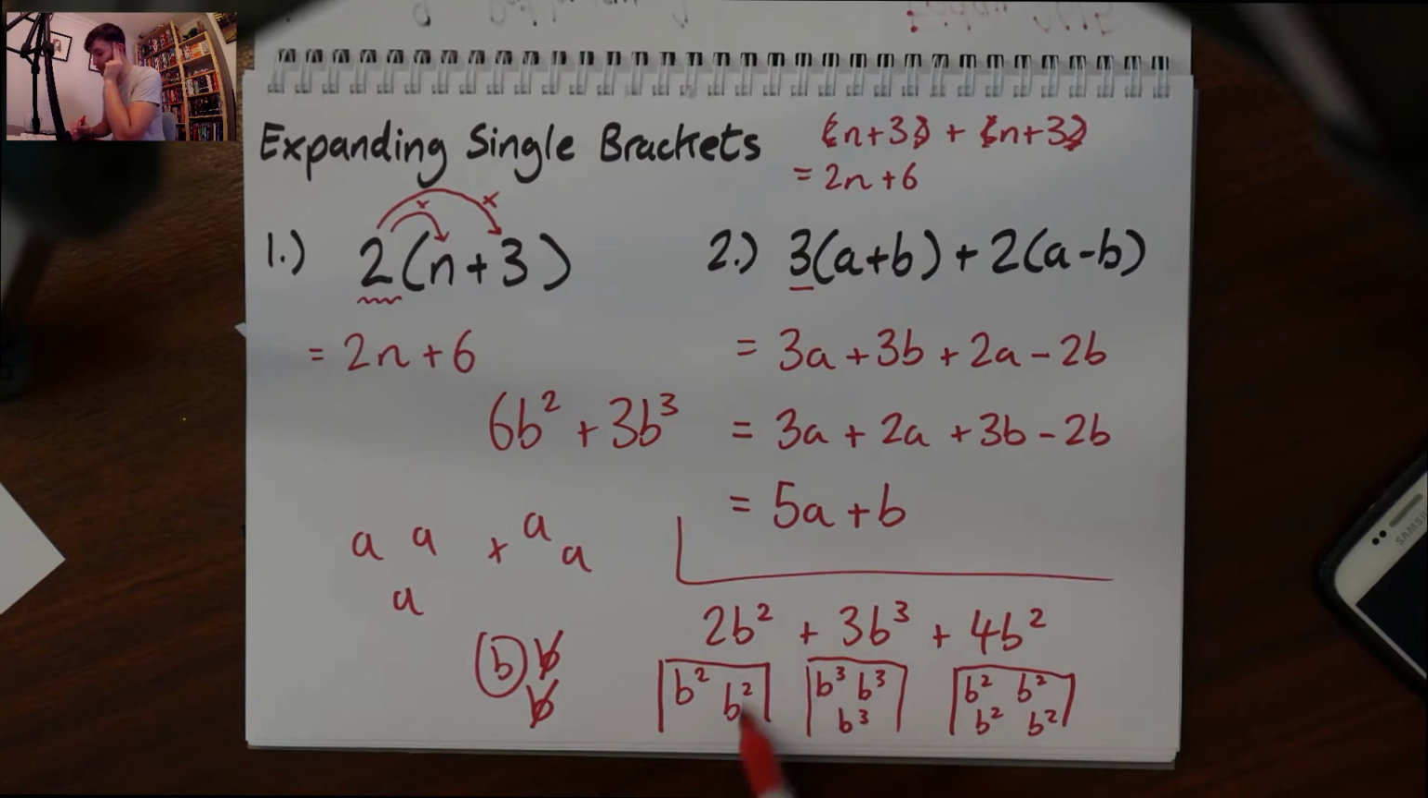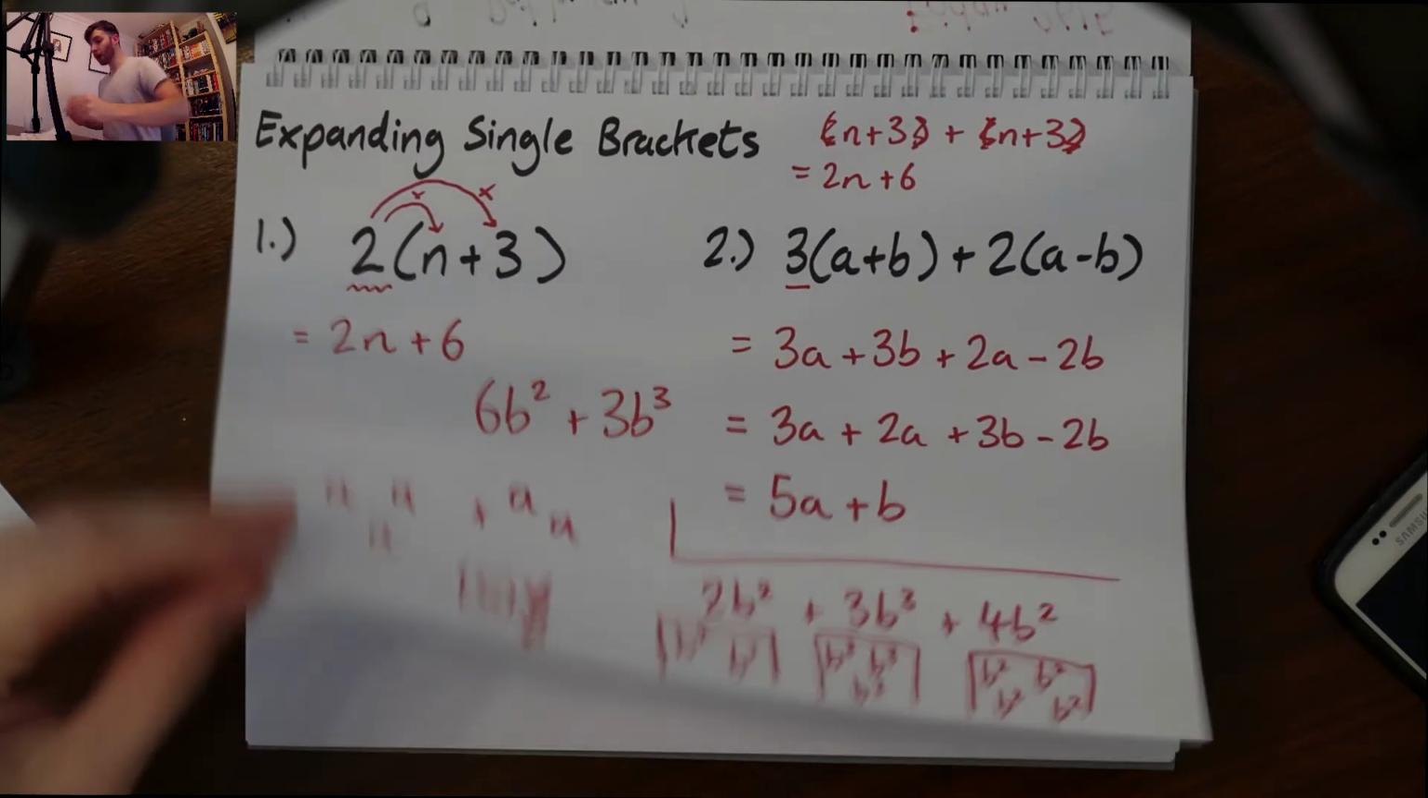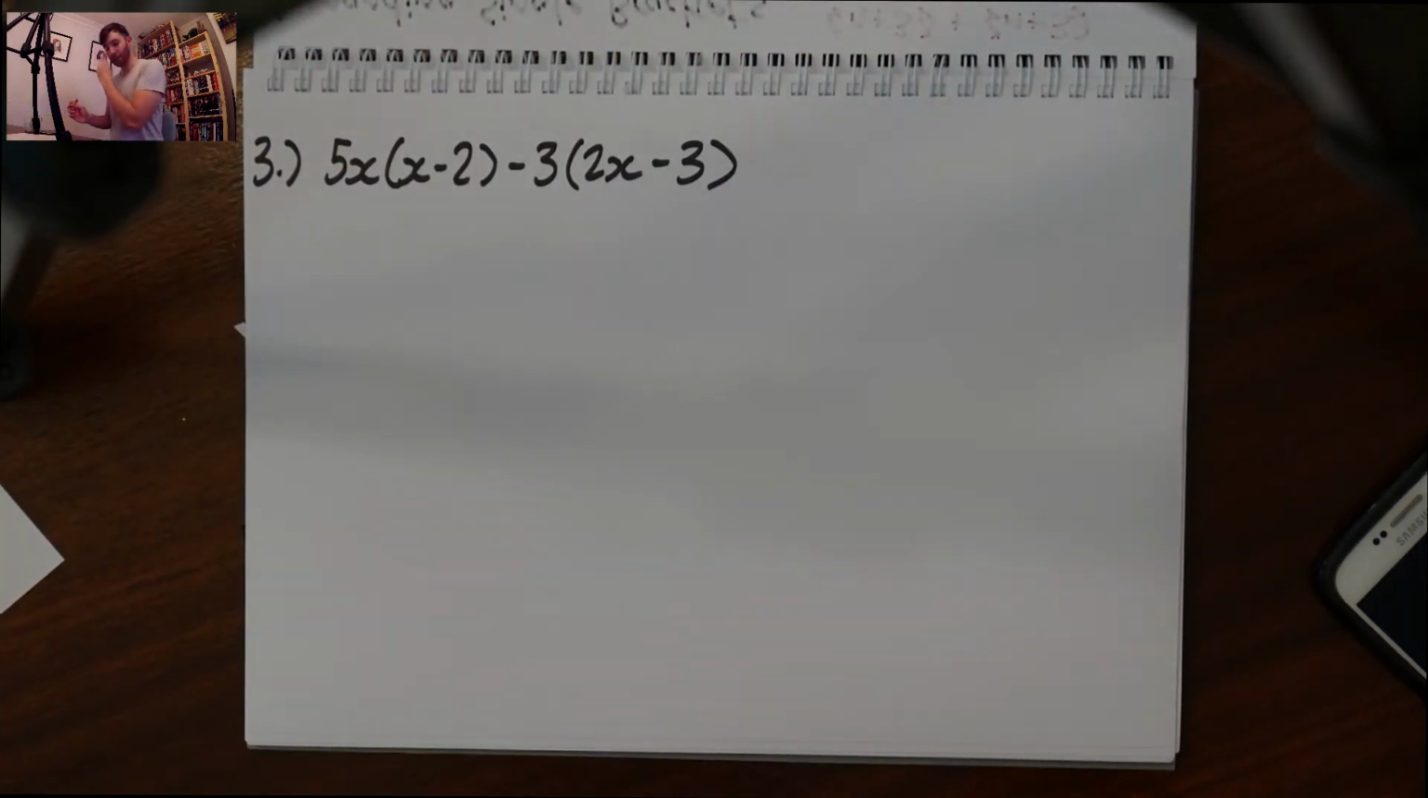You can only add or subtract variables when they're exactly the same. It doesn't matter if they're similar looking, like these b squareds and b cubeds, they have to be identical. Alright, one more tricky example just to finish off.